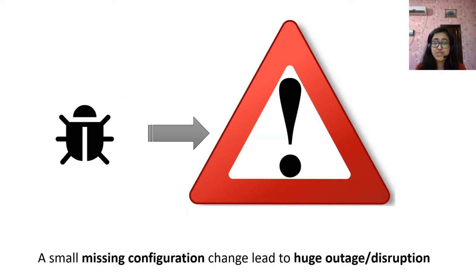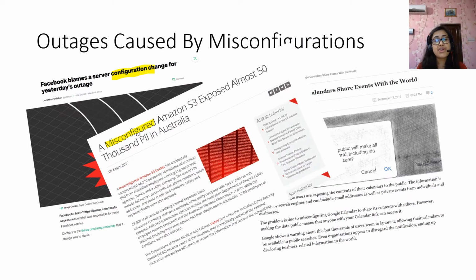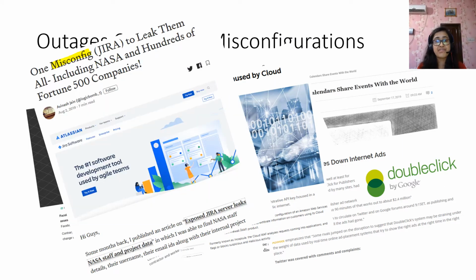In this case, as you saw, a small missing configuration change led to a huge outage or service disruption. And this is not a contrived example. We have taken this example from one of the Office 365 repositories of Microsoft. In fact, this problem is not really specific to one company. Various companies such as Facebook, Google, Amazon have faced outages because of misconfigurations.